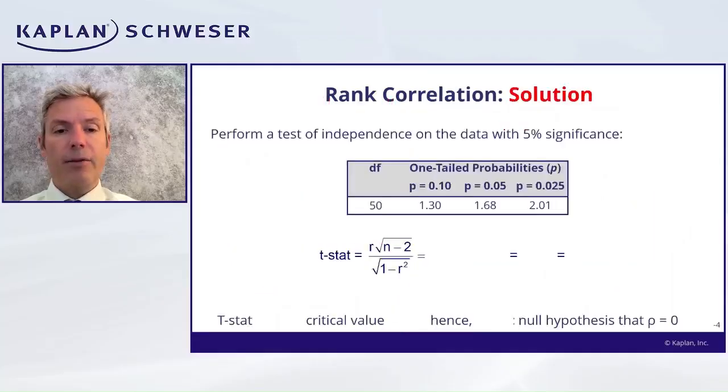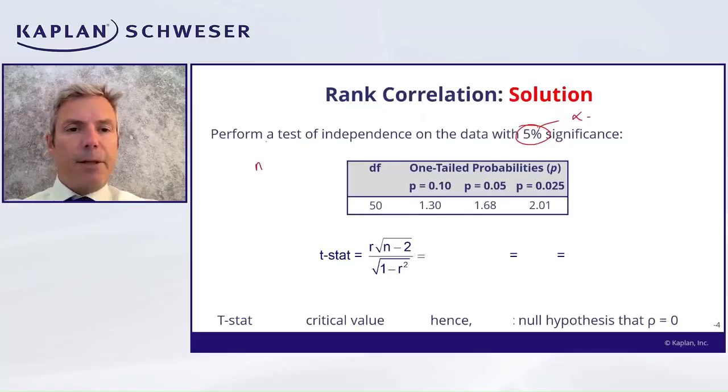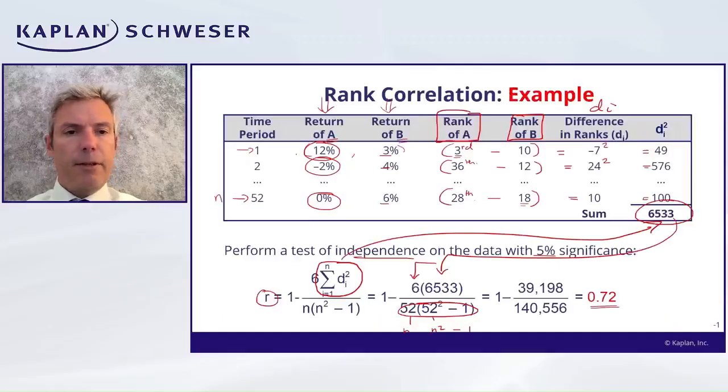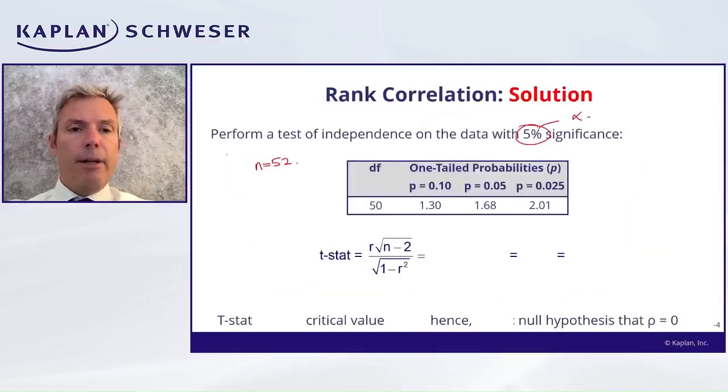But just to go through the motions of showing that that is significantly different from 0, we now perform a t-test on the R we've just calculated. Okay, we've got enough data. Perform a test of independence on the data with 5% significance. All right, we go to a t-table. Degrees of freedom of 50 here. Well, I say we've got enough data. That's because N is 52. All right, remember that from before. There it is, N is 52. So N minus 2, which is our degrees of freedom, will be 50.